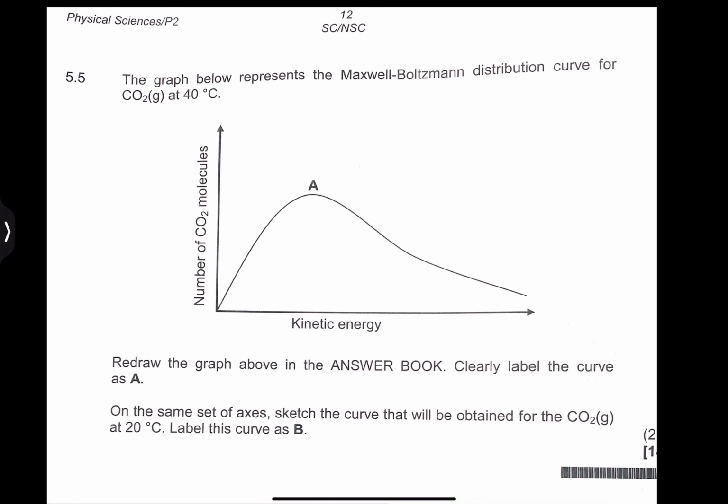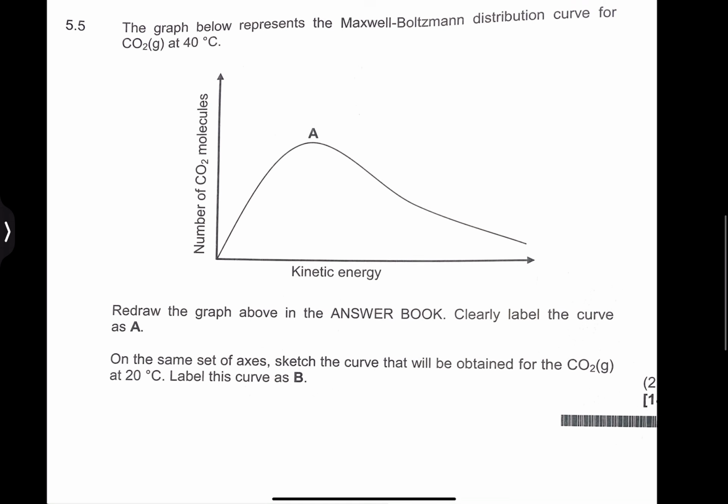Now the next question, they say to us, the graph below represents the Maxwell-Boltzmann distribution for carbon dioxide. They say redraw the graph above in the answer book and clearly label the curve as A. And on the same set of axes, calculate the curve that will be obtained for the carbon dioxide at 20 degrees.